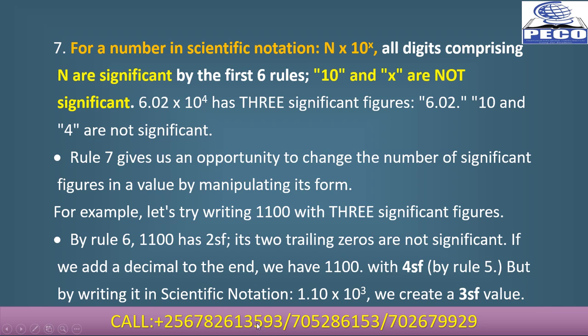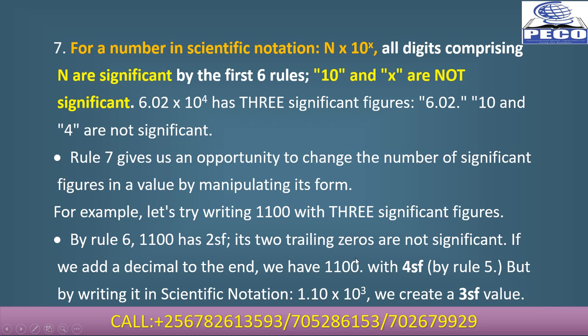Okay, I repeat, this value here has 2 significant figures, the one I'm pointing at here. No, the one without a decimal point. This value here has 2. The moment you place a decimal point at the end, you make it to have 4.